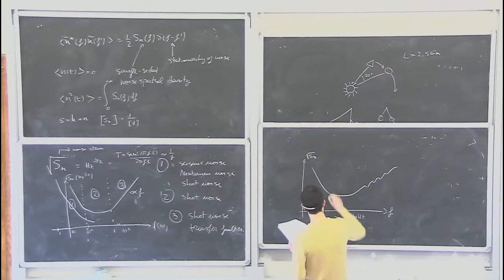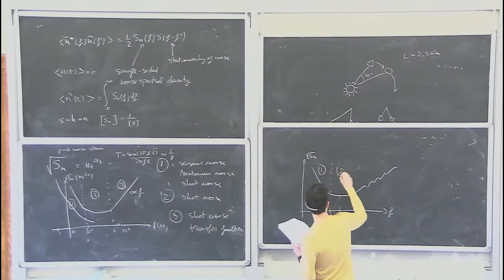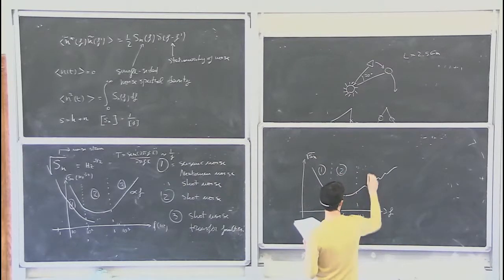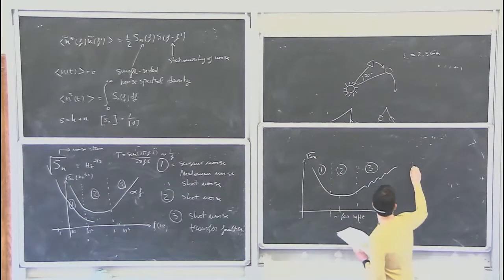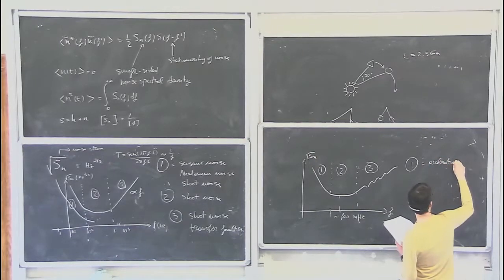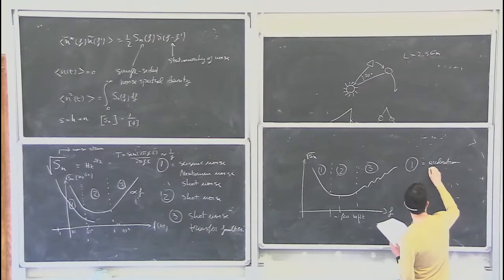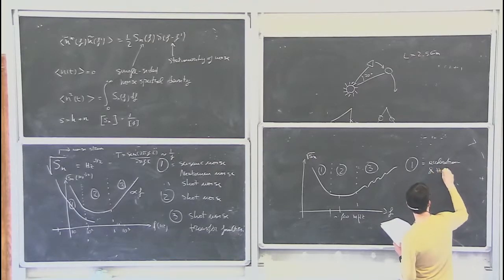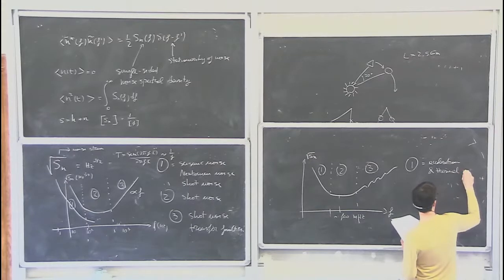So zone 1, zone 2, zone 3, very quick here. So in zone 1, this is the acceleration noise, radiation and thermal noise.